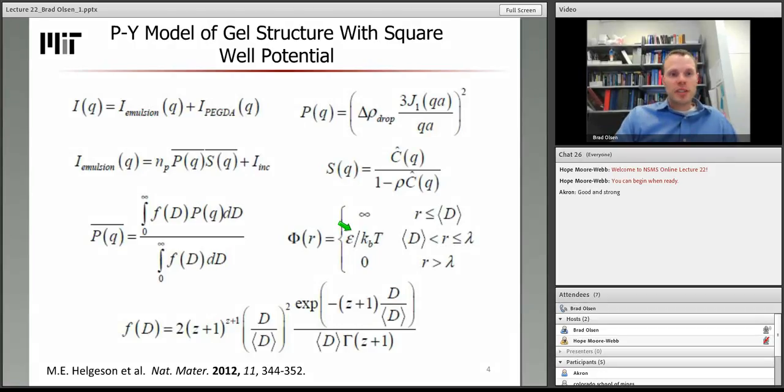They again treat the form factor, P of Q, as being the form factor for a sphere. So J sub 1 is the Bessel function. They have to capture polydispersity in the spheres, also in this organohydrogel model structure, as we did in the block copolymer gel structure. And so this is captured, again, by the same sort of integral to get an average P of Q. And here the polydispersity function that they use, F of D, I've shown at the bottom of this slide.